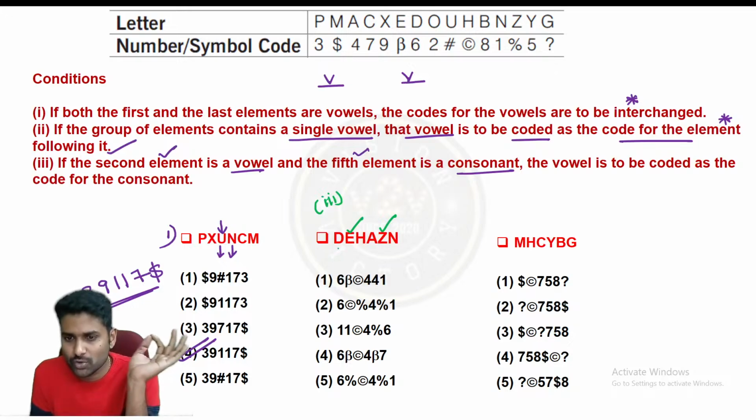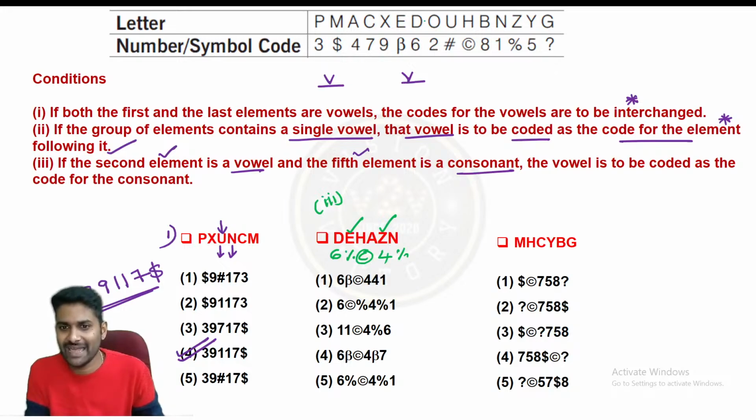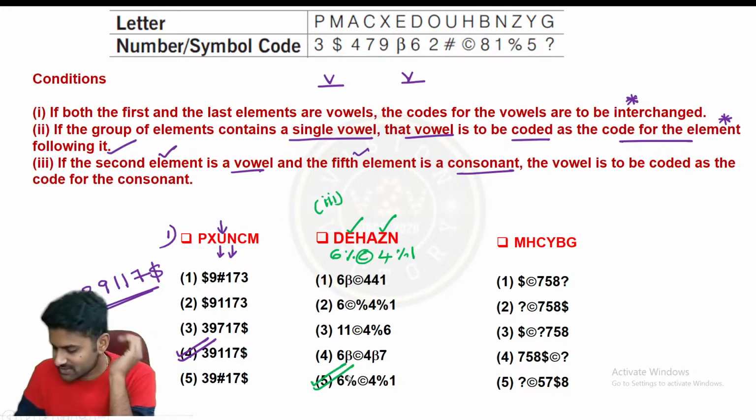Now, for example, what is the code for D? 6. The E code should be replaced with the Z code. Now, you have to take the percentage symbol. What about H? A is coded for 4. Again, Z you have to consider as the percentage symbol. Finally, N. So, what is the N code here? 1. So, this is the option we required. We need two percentage symbols. Now here 6% is the first, 4% is 1. Suitable answer is 5.